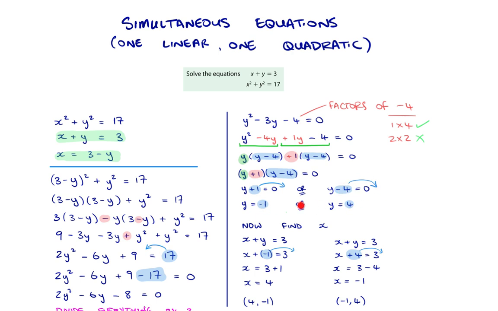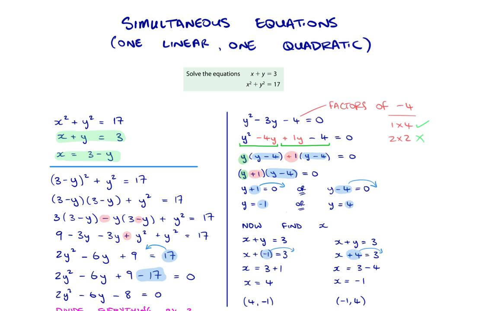Now that I have my 2 y values, I can go back and find my x values. How I do that is I can take any of these equations. It's easiest just to pick the one that's given to you. The one that was given there was x plus y equals 3. Sub in your negative 1 here, sub in your positive 4 here, and just solve those two equations.